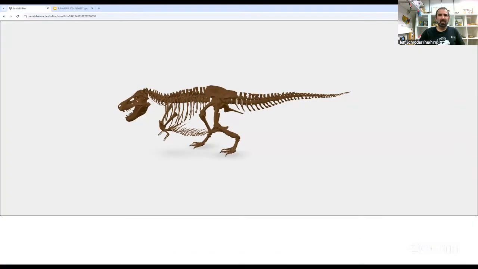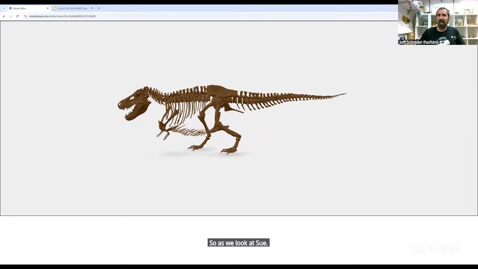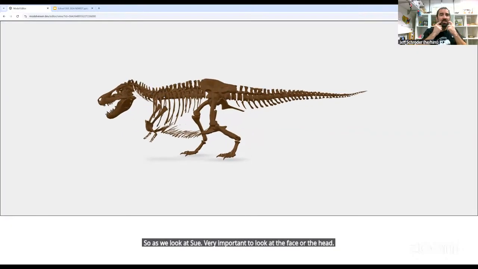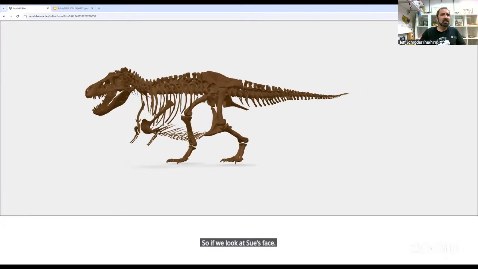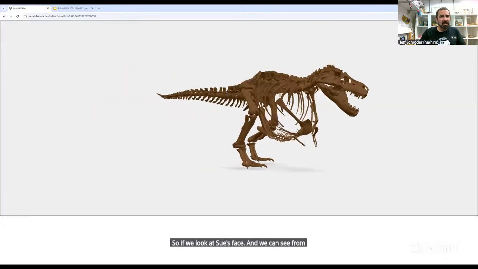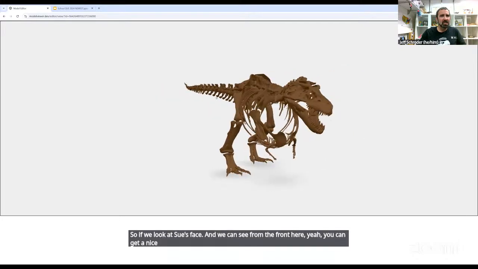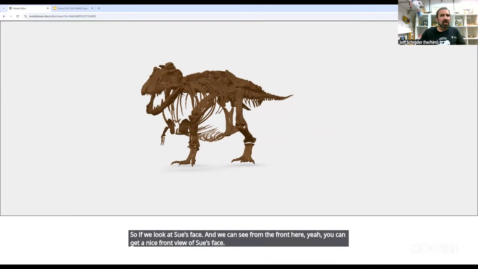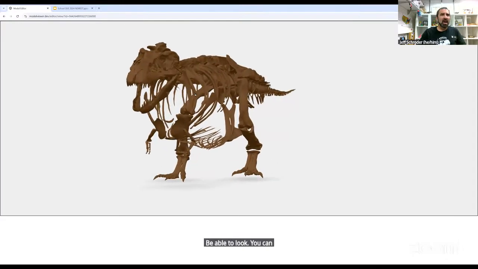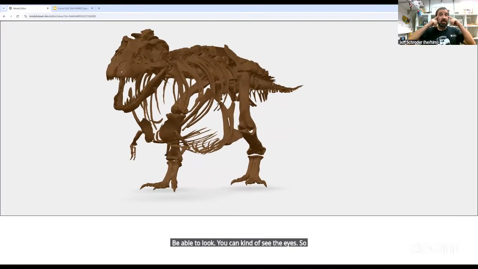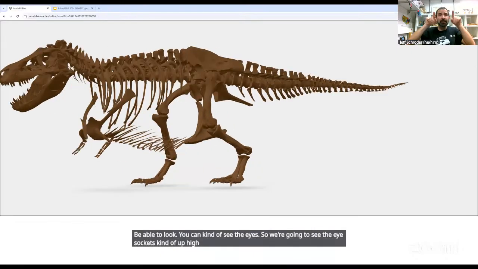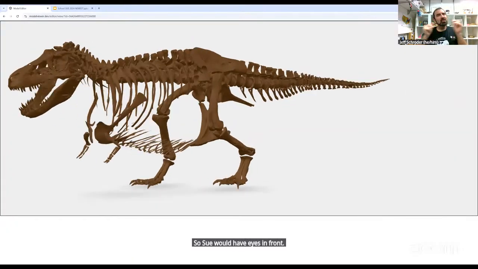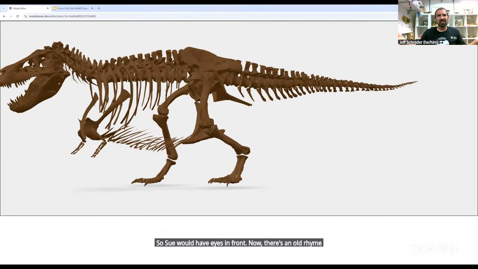So as we look at Sue, very important to look at the face or the head. So if we look at Sue's face, we can get a nice front view of Sue's face. You can kind of see the eyes. So we're going to see the eye sockets kind of up high and forward facing. So Sue would have eyes in front. Now there's an old rhyme, eyes in front, ready to hunt. Sue's eyes would be looking straight ahead, right at the prey.